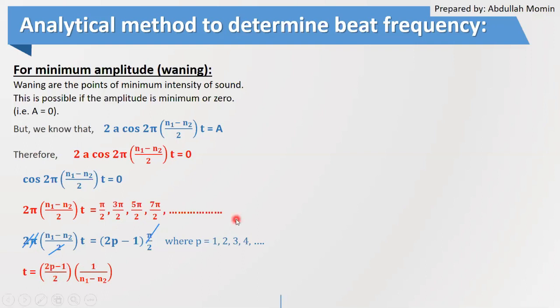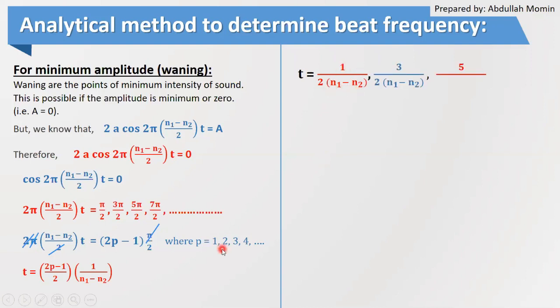So what series will we get after putting the value of p? If you put the value of p as 1, we will get 1 upon 2 (n1 minus n2). If you put the value of p as 2, you will get 3 upon 2 (n1 minus n2). If you put the value of p as 3, you will get 5 upon 2 (n1 minus n2). If you put the value of p as 4, you will get 7 upon 2 (n1 minus n2), and this series will go on.